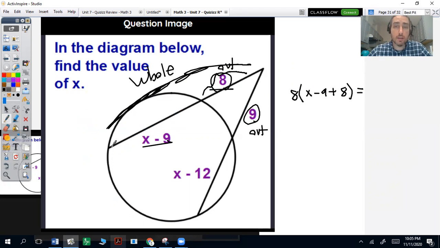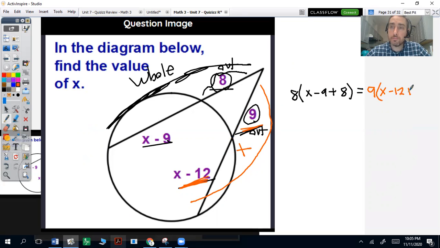The other side would be those two added together. Let me color code that. So the whole thing here would be, the outside is going to be 9. And then it's going to be x minus 12 plus 9 to add those together. That is your equation. And we can clean that up a little bit. Negative 9 and 8, that's going to be negative 1. So it's going to be 8 parentheses x minus 1. And then this will be 9 parentheses negative 12 and 9. That's negative 3.